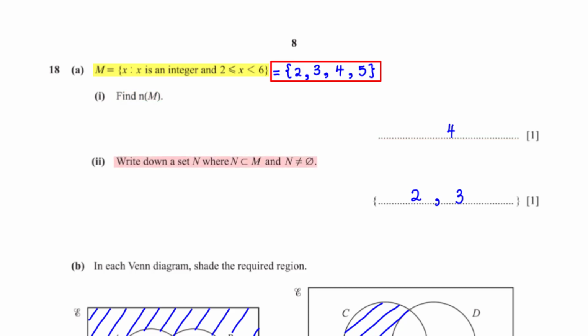Write down a set N where N is a subset of M and N is not a null set. If N is a subset of M, then N contains the same elements as set M, only the number of elements in set N would be fewer. So we can pick any combination of elements for set N as the answer. One of these would be {2, 3}.